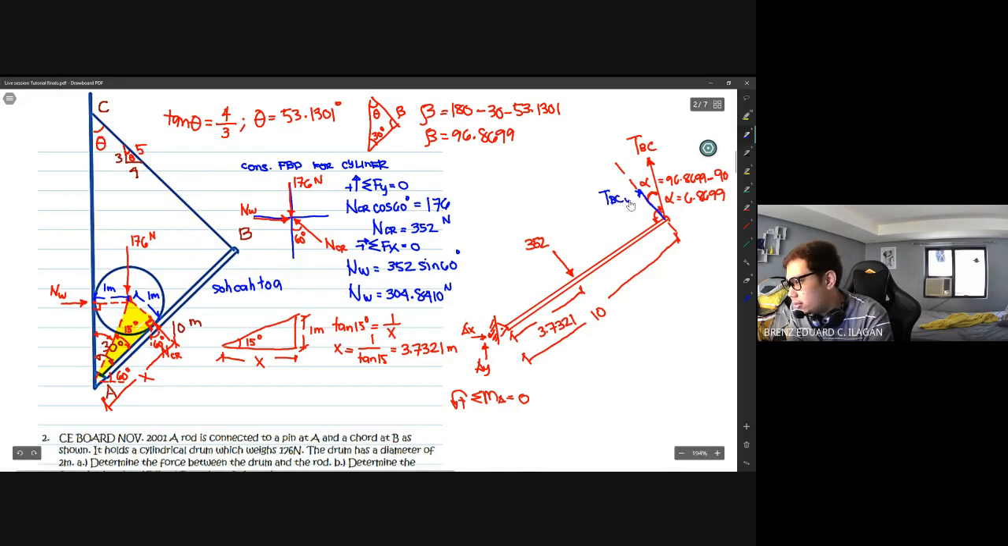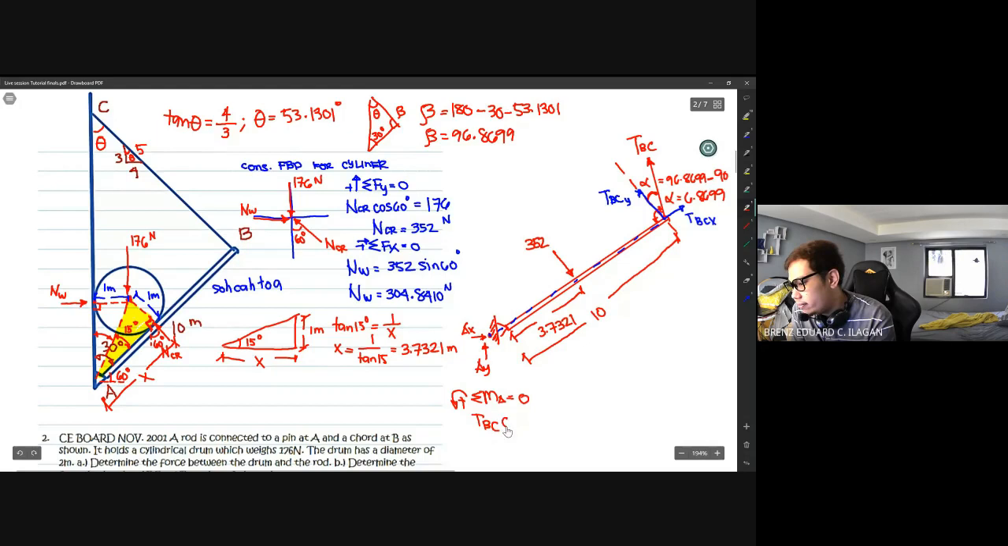TBC Y. Okay? Yung X, wala namang kaso kasi yung X, ito yung component ng TBCX. Ano mangyayari doon sa TBCX? Hindi siya makakaikot, di ba? Kasi yung line of action niya, tatama po siya mismo sa point A. So, wala siyang perpendicular distance. Ito lang yung kailangan nating makuha. That's the reason why kinuha rin natin yung angle alpha. Correct?